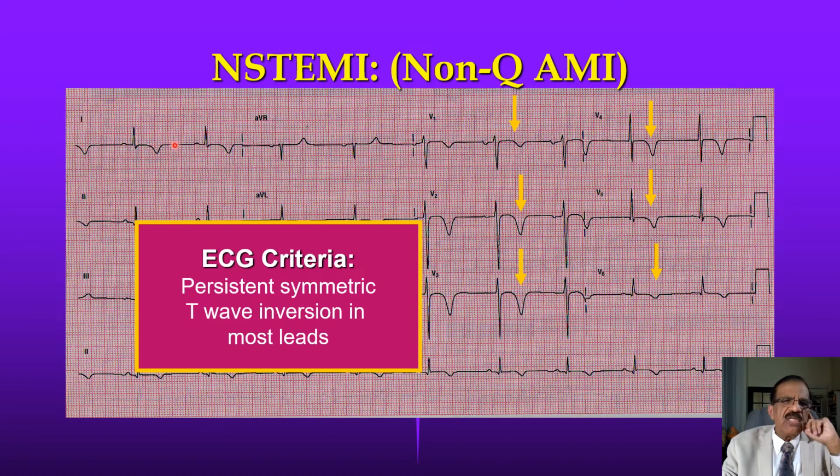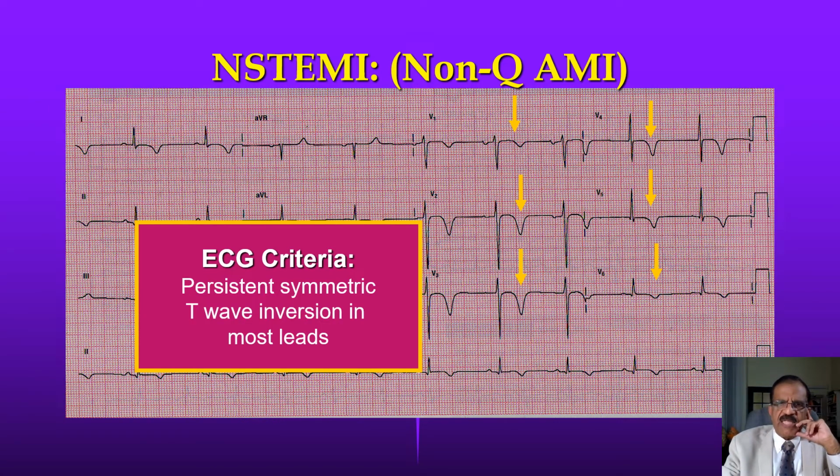You can see these changes here on the limb leads also. So T wave inversion in most leads is the only ECG criteria. For NSTEMI, we use one criteria, that is inversion of T wave in multiple leads, and these changes persist for some time. So this was NSTEMI. I think diagnosis of NSTEMI is relatively easy. But those who believe that ST segment elevation is the sign of infarction, they could miss this one.